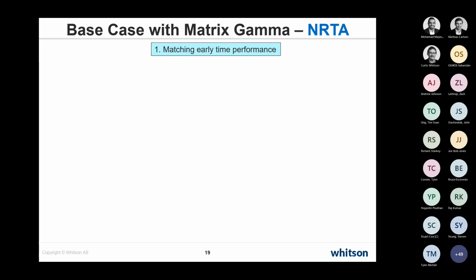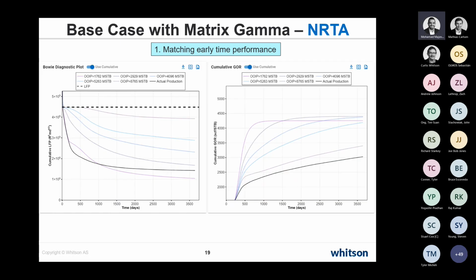Okay. In that case, as I said, you wouldn't be able to match the entire history. You'd have to kind of pick. You either, for example, match the early performance, which would be something like this. In this case, the LFP would be fairly close to the correct LFP of the model, but your OIP would be half of what it actually should be, or a little more than that. So basically, the OIP would be wrong, the LFP would be almost spot on.